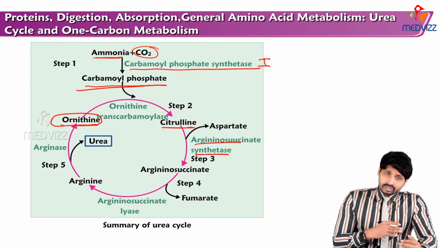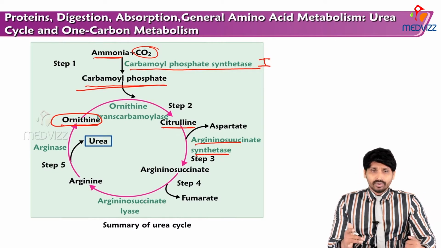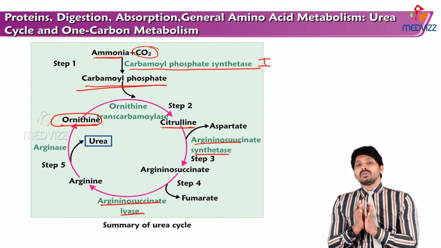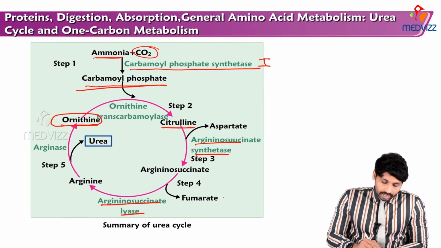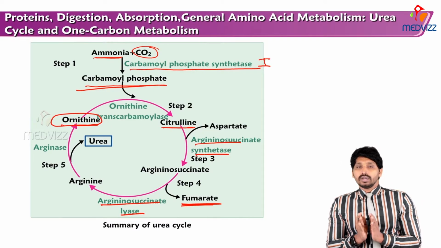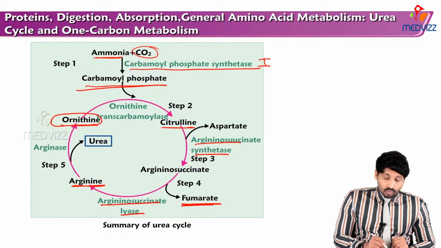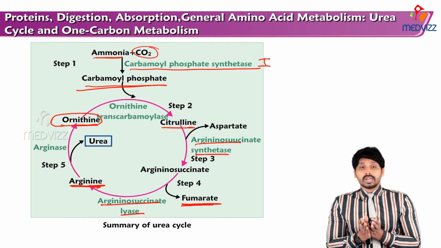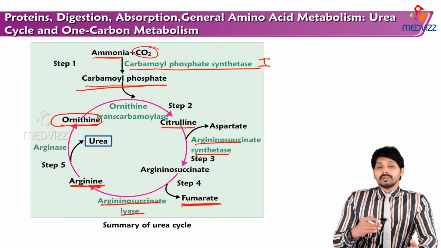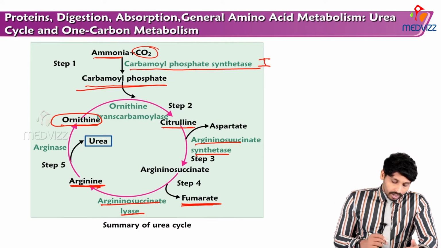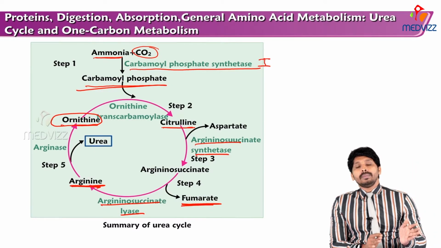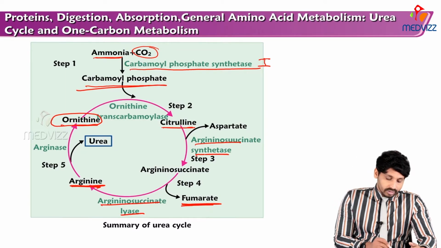It is such a huge molecule that it has to be cleaved by the enzyme argininosuccinate lyase. So the succinate part will be converted into fumarate. Note down this point, fumarate. The rest of the part will be converted into arginine. We know arginine is a semi-essential amino acid, a basic amino acid type. This arginine is acted on by the enzyme arginase to form urea, and the rest of the part will be converted to ornithine, which will be regenerated.